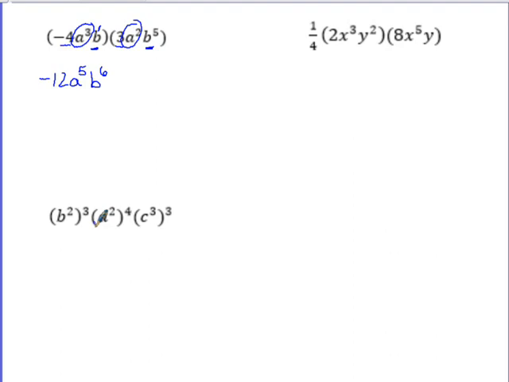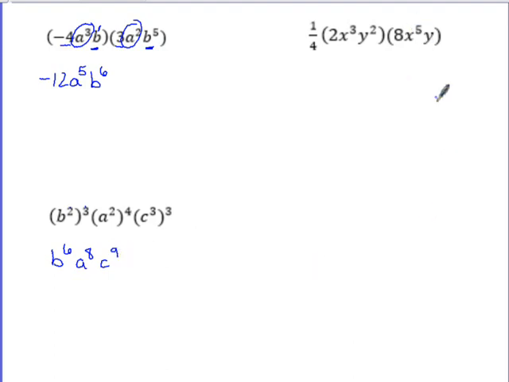I know there's parentheses here, but there's nothing inside the parentheses that I can do further. B squared is just b squared. There's nothing I can do with that. So I'm going to raise each of these to these powers. So b squared to the 3rd power. Remember, when you're raising a power to a power, you're going to multiply those numbers. So b to the 2nd to the 3rd power would be b to the 6th power. A squared to the 4th power would be a to the 8th. And then c to the 3rd power would be c to the 9th.